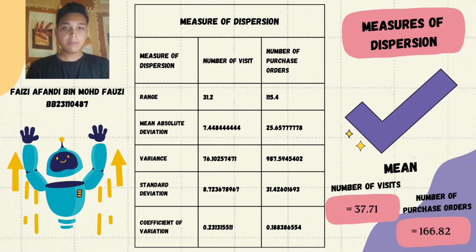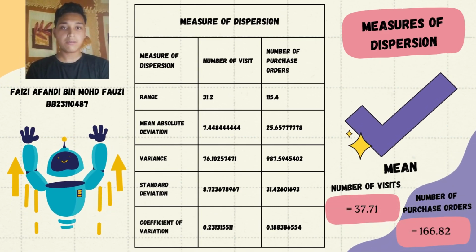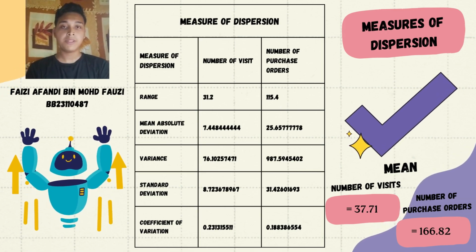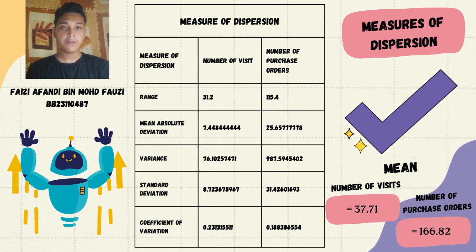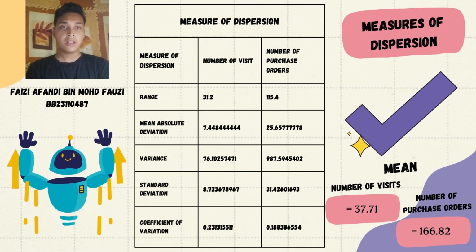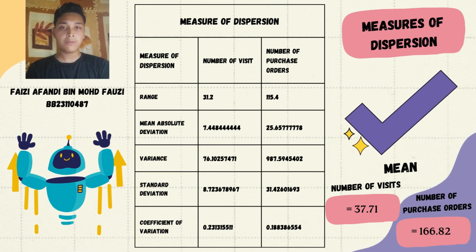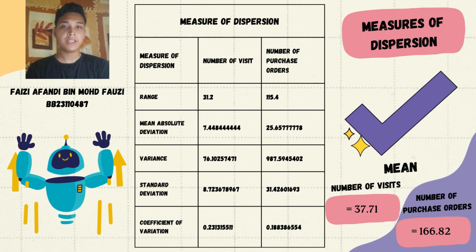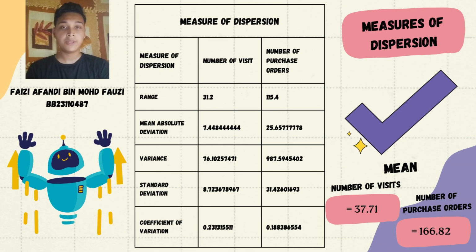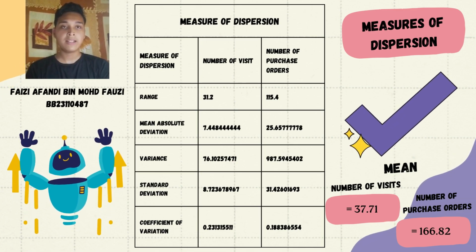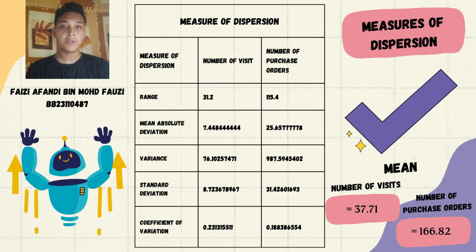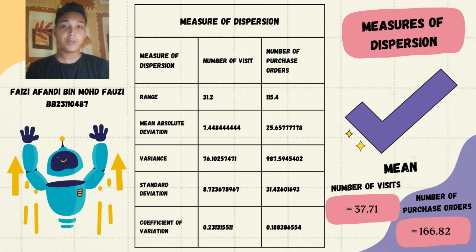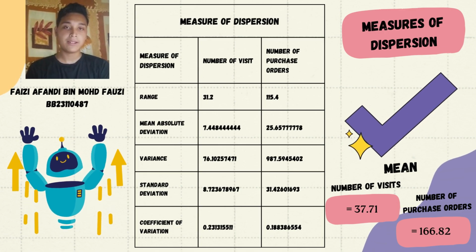As you can see in the table, this is the result I got from using Excel to find the measures of dispersion. The first one is the range. I got it by taking the maximum value from the raw data and subtracting the minimum value from the raw data, and the result is 31.2 for the number of visits and 115.4 for the number of purchase orders.